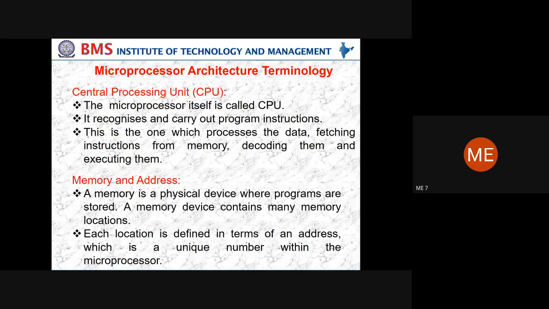Under discussion, the microprocessor 8085 itself is the microprocessor, which is the CPU. It recognizes and carries out program instructions. This is the one which processes the data, fetching the instruction from memory, decoding it, and executing it. This is basically the work of the central processing unit.